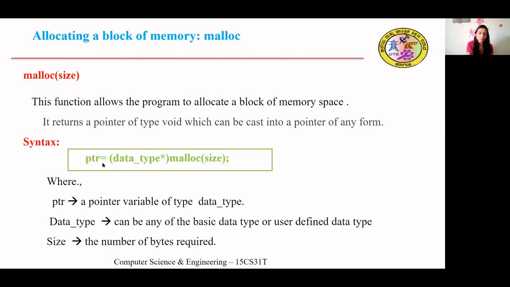You take a pointer variable equal to the function call, and this pointer variable should be of the same data type. So you write the data type, then the name of the function, and how much size, maybe 10 or 20, how many bytes you want. You may want 20 bytes or 30 bytes, but only one single block of memory can be allocated. Here PTR is a pointer variable of type data type. The data type can be any basic or user defined data type, such as int, float, char, array, string, or user defined types like structures, and the size is in the form of bytes.